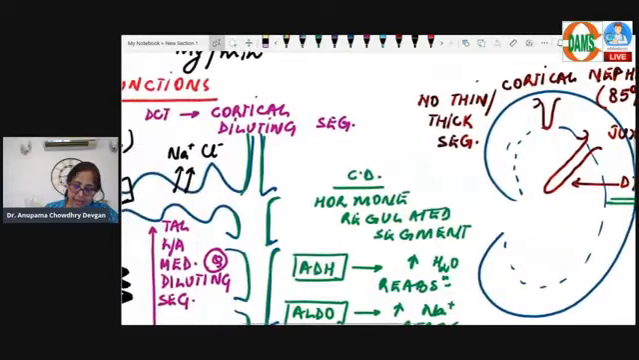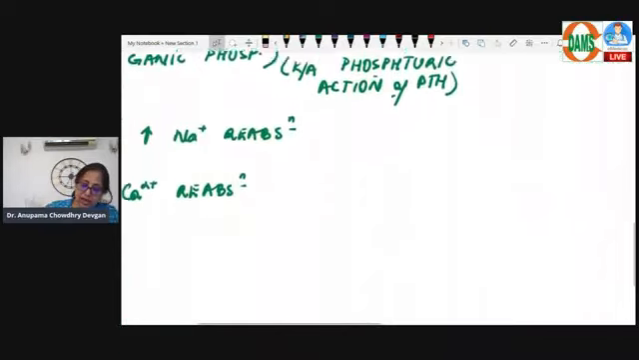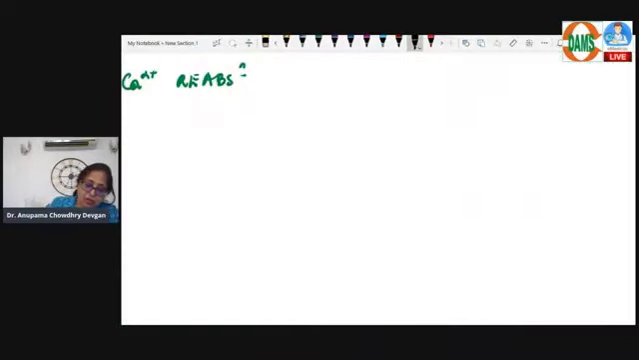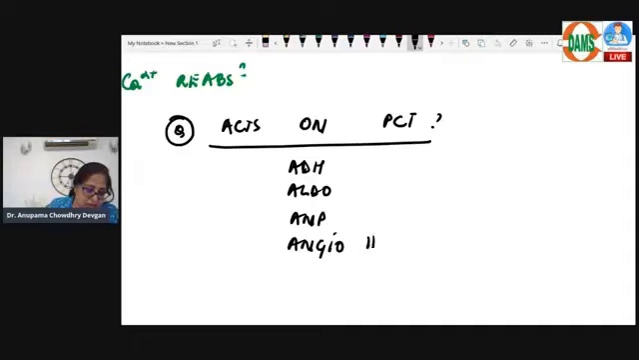Okay? These are the hormones which act on different segments of the nephron. Now, you had a neat question which said, which of the following hormones acts on PCT? Is it going to be ADH? Is it going to be aldosterone? Is it going to be ANP? Or is it going to be angiotensin II? What is it going to be? A, B, C, or D? Which is the hormone which acts on the PCT? Angiotensin II.